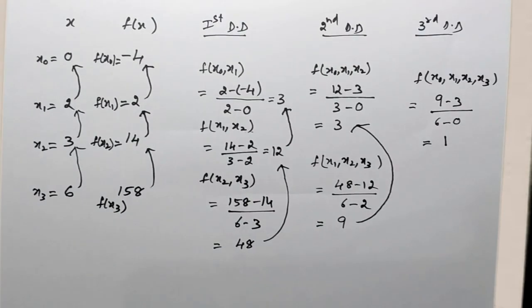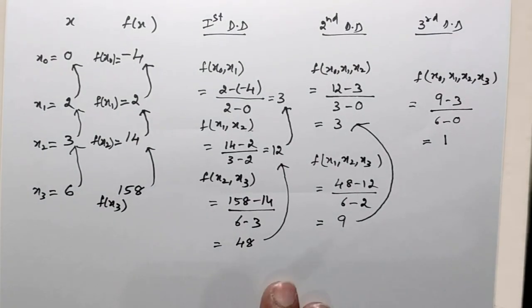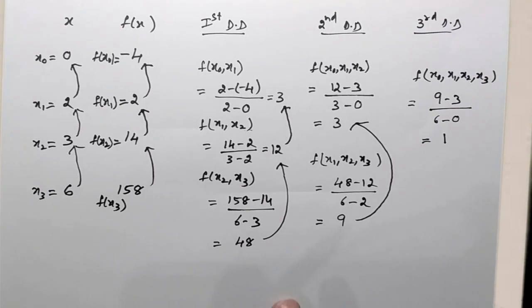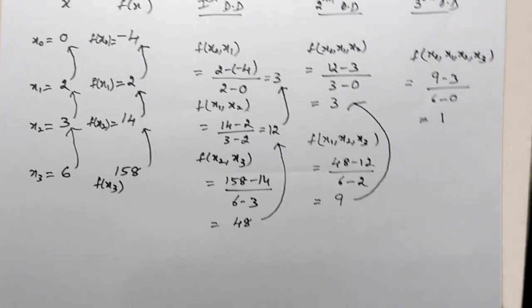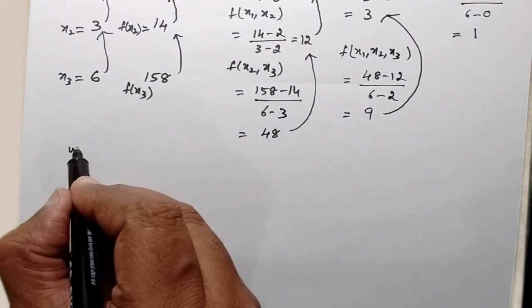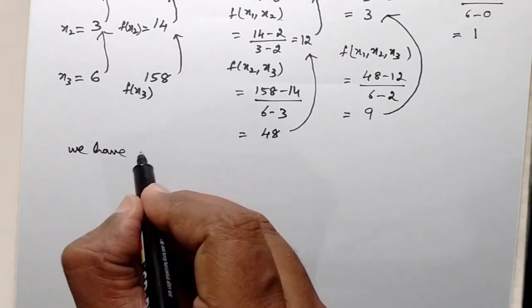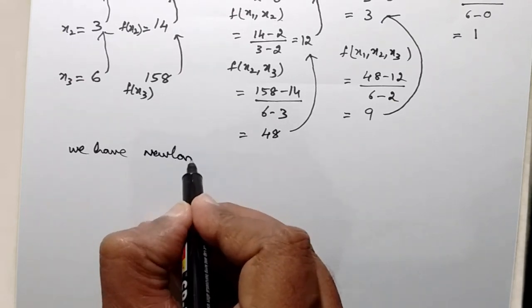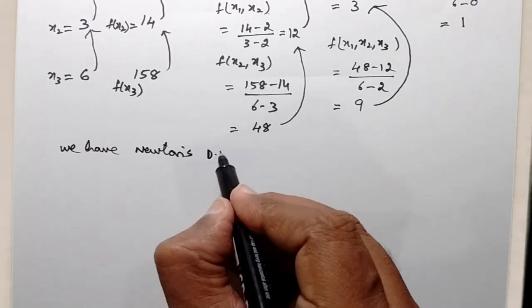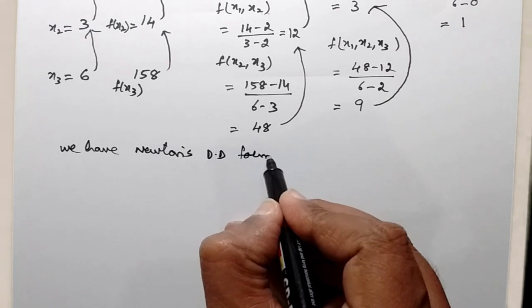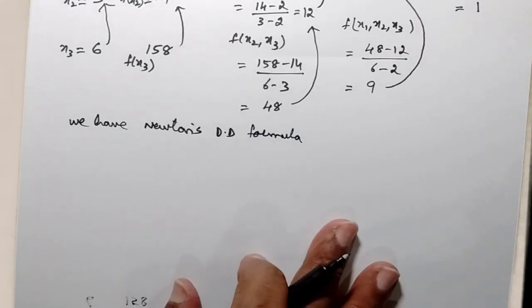Right? So this is your divided difference table. I hope you understood this one. Now we will try to use these values in Newton's divided difference formula. So we know the formula. We have Newton's divided difference formula. In short, I am writing dt.